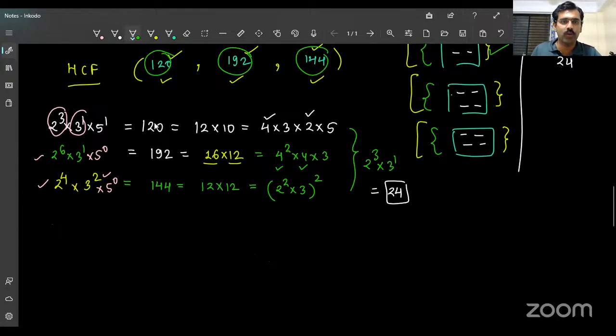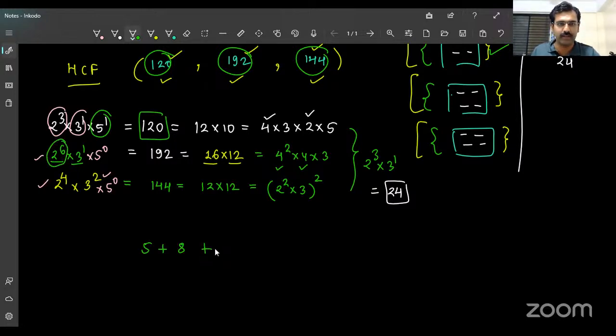See, when 24 divides 120, what are you left with? I think you're left with 5 from here. I hope you are getting it very clearly. When 24 divides this, what you are going to be left with is 2 cube only. And 2 cube gives you 8 from here.